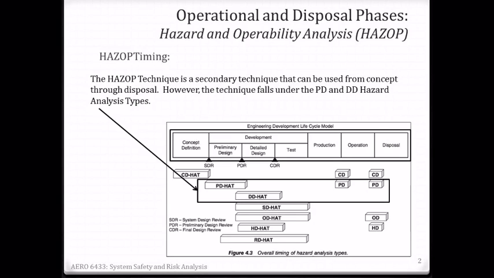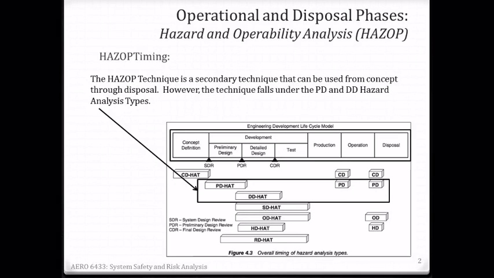The HAZOP technique can be used pretty much from concept through disposal phases of the system life cycle. While it officially falls under the preliminary and detailed design hazard analysis types, HAZOP can be executed effectively at any time in the system life cycle. It is most advantageous to conduct the HAZOP early in the system life cycle in order to discover hazards early enough to implement corrections in system design before that becomes problematic.